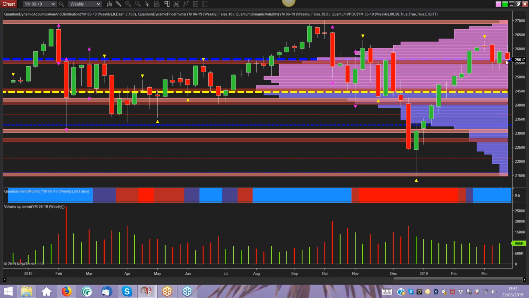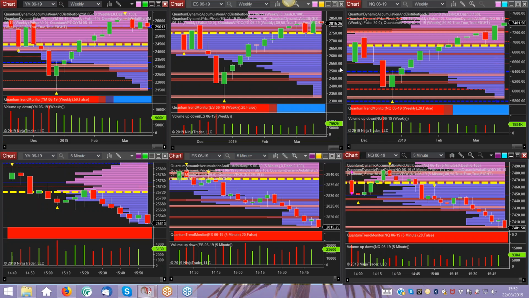What's interesting about this from a technical perspective is that we've got this very, very strong platform here, this blue dashed line. Now, if that's taken out today, it's testing it at the moment, it's looking to push through there. If that's taken out, then clearly that's going to act as very, very strong resistance for any recovery. So that's going to add some downward pressure to the YM.